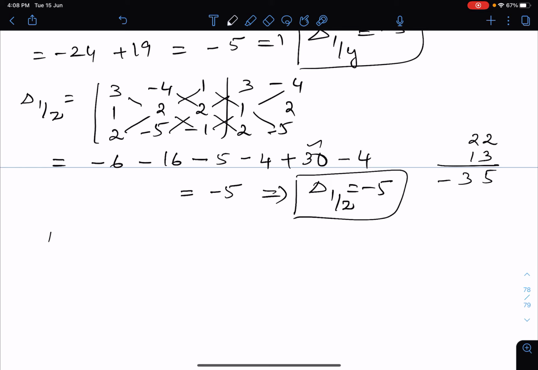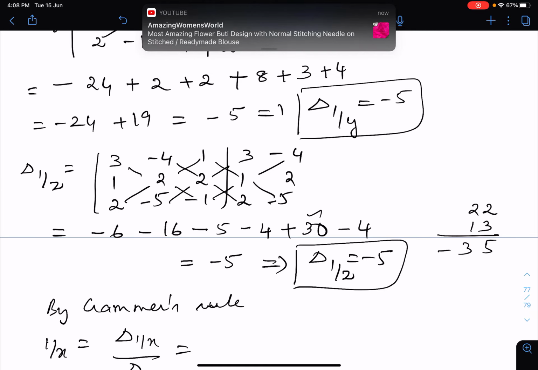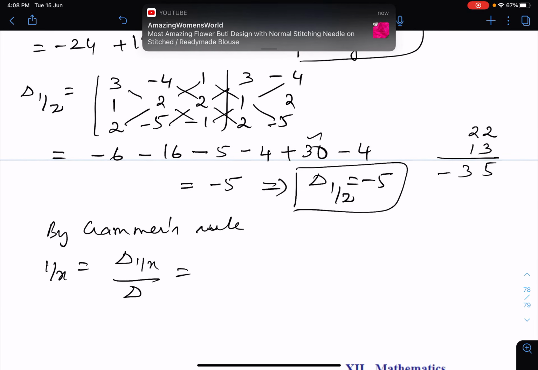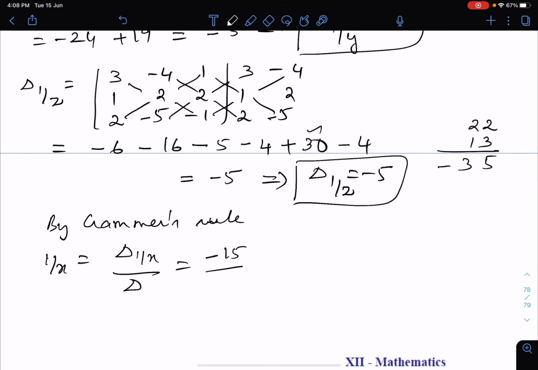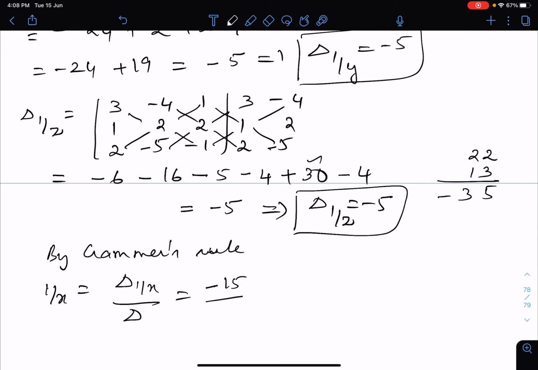Now by Cramer's rule we have got everything, so we are going to solve using our Cramer's rule. What is our 1 by x equal to del 1 by x by del. Okay, what is our del 1 by x? It is minus 15. So minus 15 by what is our del? Del is also minus 15. Okay, so minus 15. So both get cancelled. You get the answer as 1, which implies 1 by x equal to 1. If you reciprocal this, x is equal to 1 is your answer.